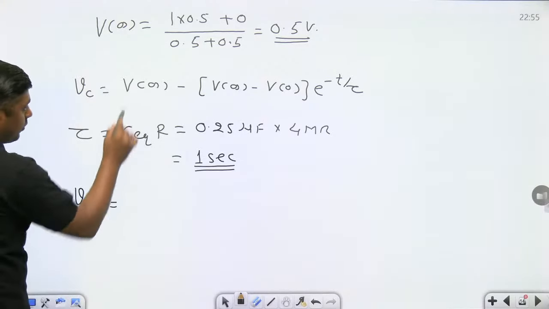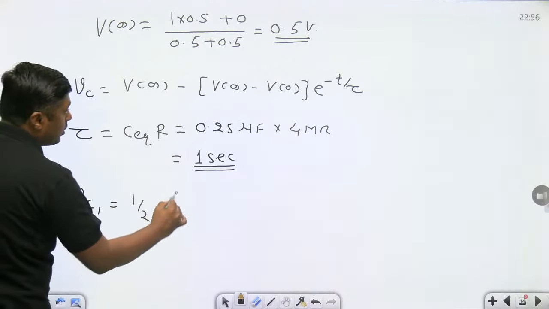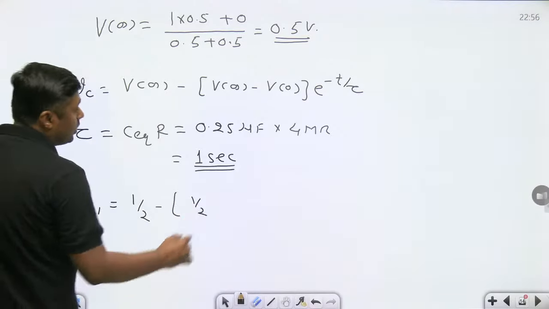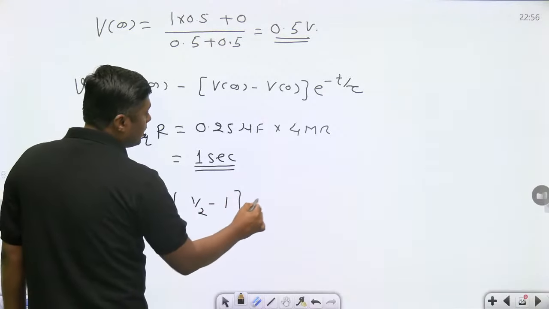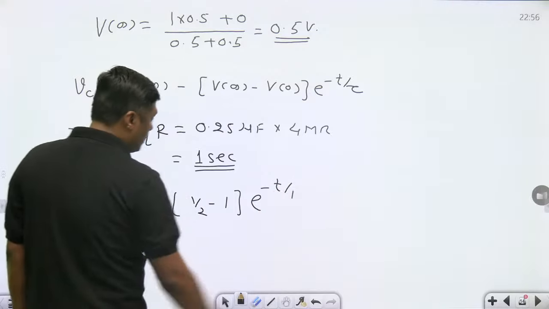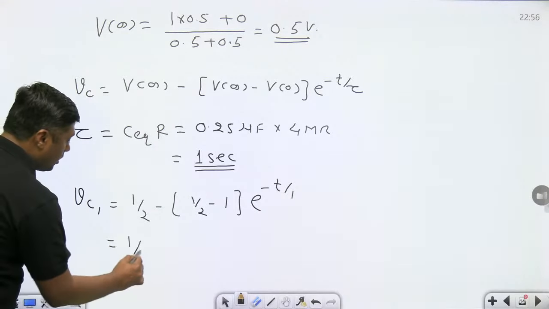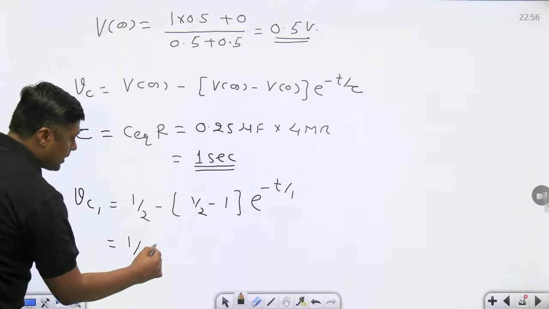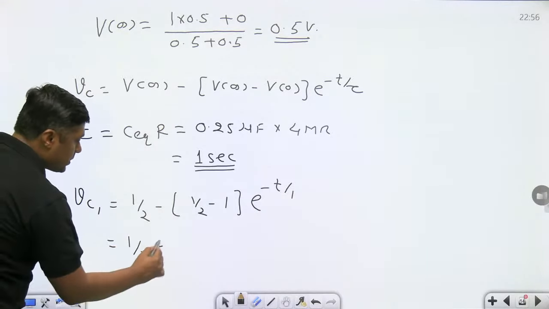Now, for the first capacitor, the equation will become, what is the final value? 1 by 2. What is the initial value? 1 volt. e raised to power minus t by 1. And this will become 1 by 2 plus 1 by 2 e raised to power minus t. Now you can take 1 by 2 common: 1 plus e raised to power minus t. That is the value of Vc1.